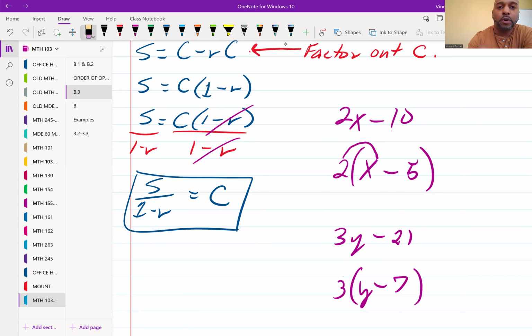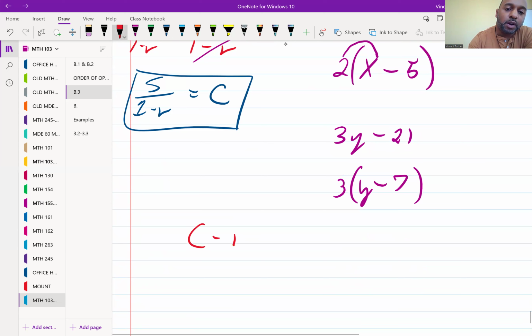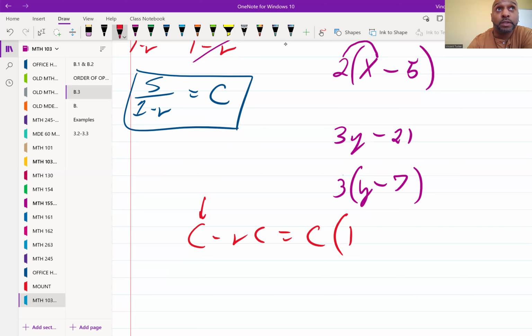All right, so now we go back to this one: C minus RC. If I pull C out, the only thing here was C, so that means I'm left with just 1. And then here, that would be R. I thought you just gave me R. What did you just say?